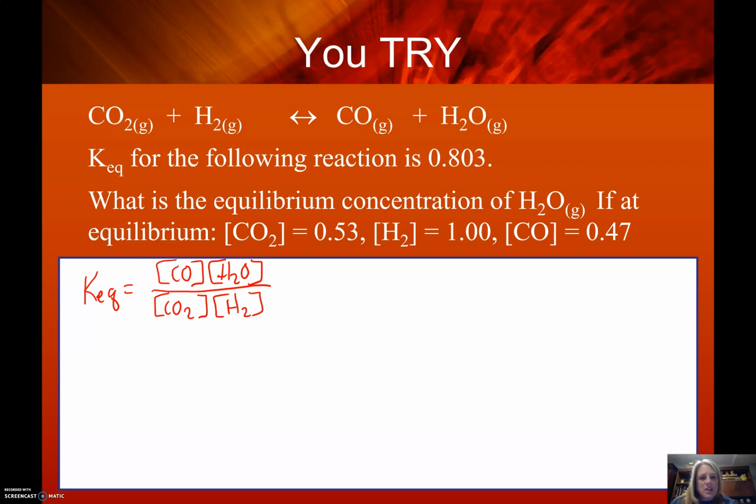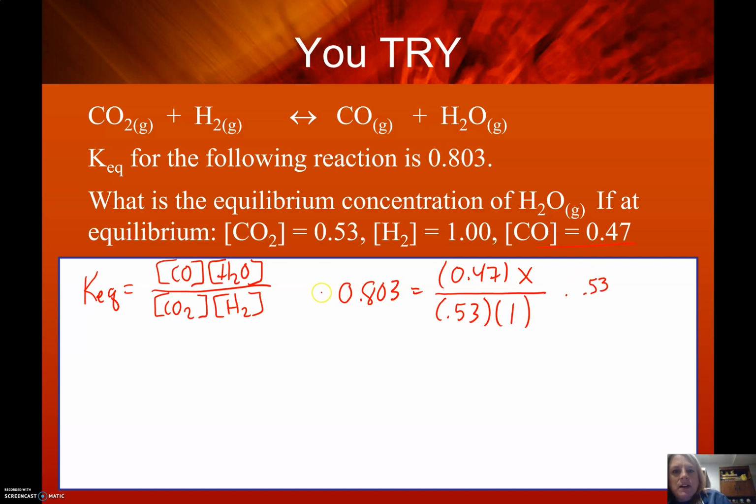And now let's just go matchy-matchy. And so we have a KEQ, so 0.803 is equal to, so let's find our CO. There's our CO. It is 0.47. Our water, oh, that's what we're trying to find. That's our X. And then on the bottom, our carbon dioxide is 0.53, and our hydrogen gas is just 1. All right, so we just got to do some math. If you multiply 0.53 times 1, that's just 0.53. So that means I'm going to multiply both sides by 0.53.